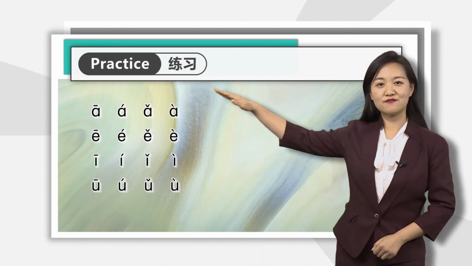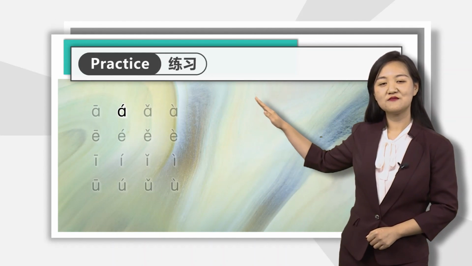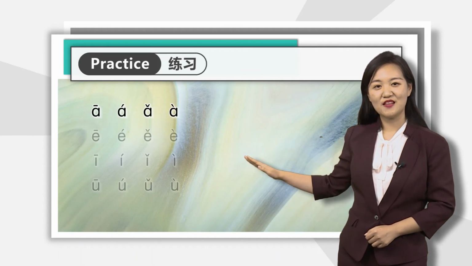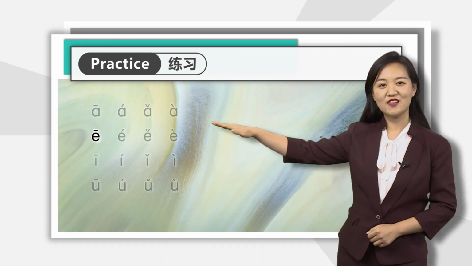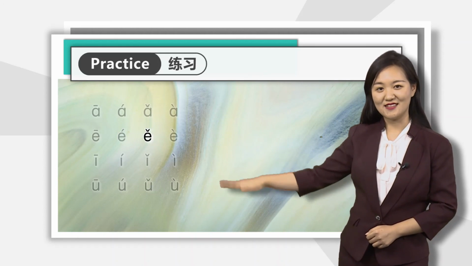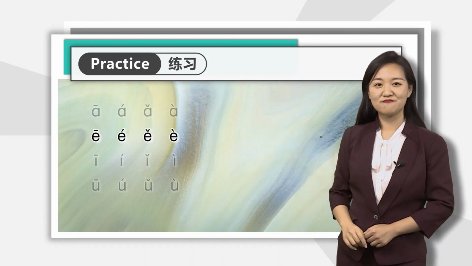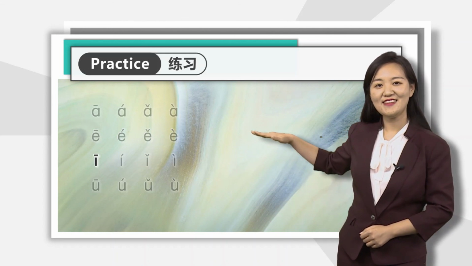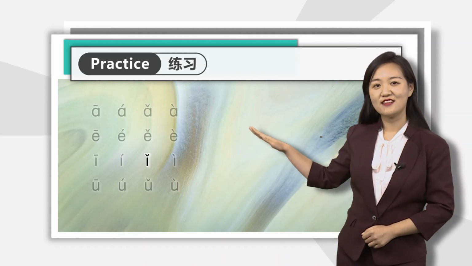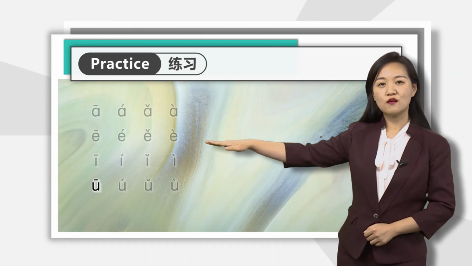跟我读. 啊 啊 啊 啊. The next group. 呃. The next group. 一. The last group. 乌.